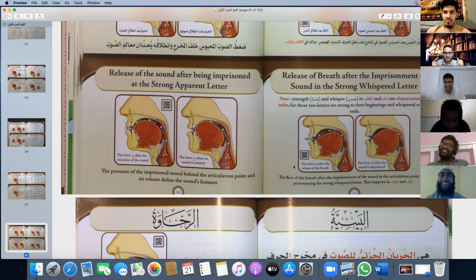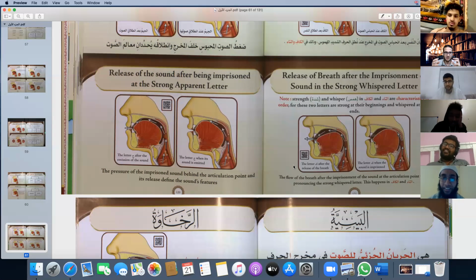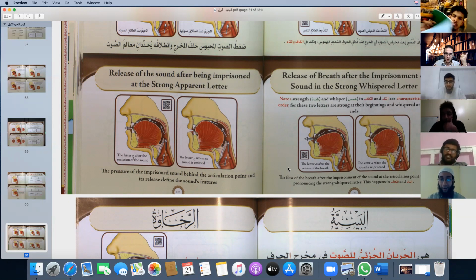With kaf and ta, we have two opposite qualities: the strength, and the whisper. So how can I combine these two qualities? Oh yes, I remember this question. At the beginning, we make it strong. At the beginning, we imprison the kaf and ta, and at the end, we release it.